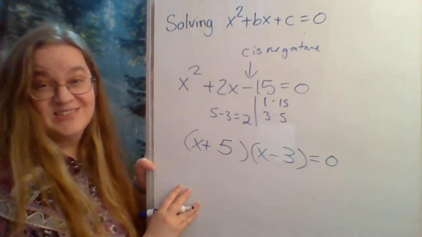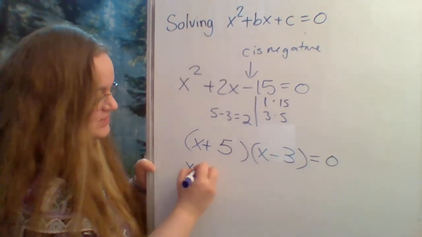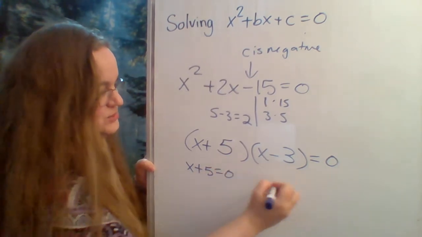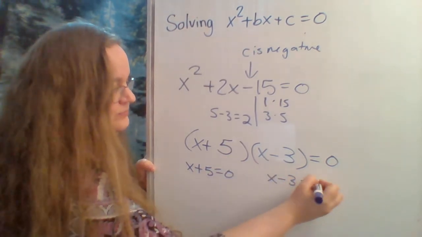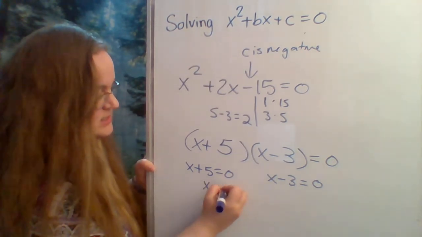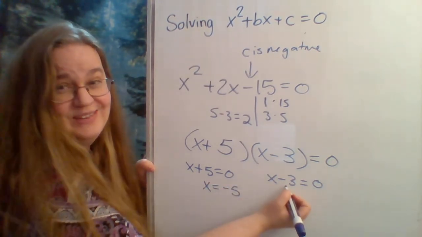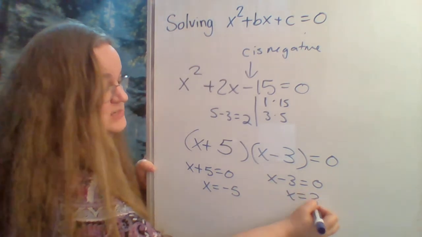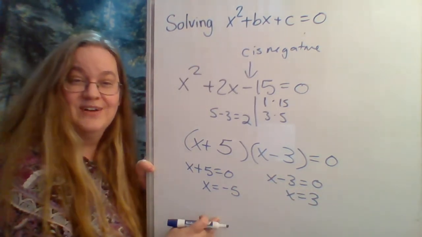Once I've done that, it's equal to 0. And I just set each binomial equal to 0. Okay, so in this case, when you subtract 5, you get x is negative 5. And when you add 3, you get x equals positive 3. So my roots are negative 5 and positive 3.